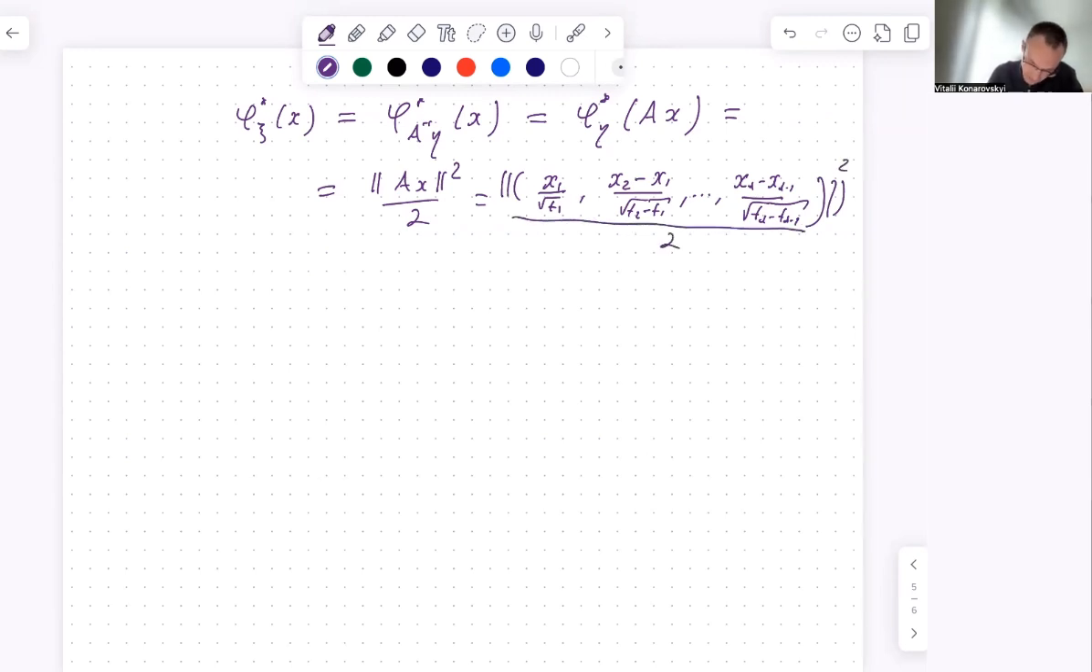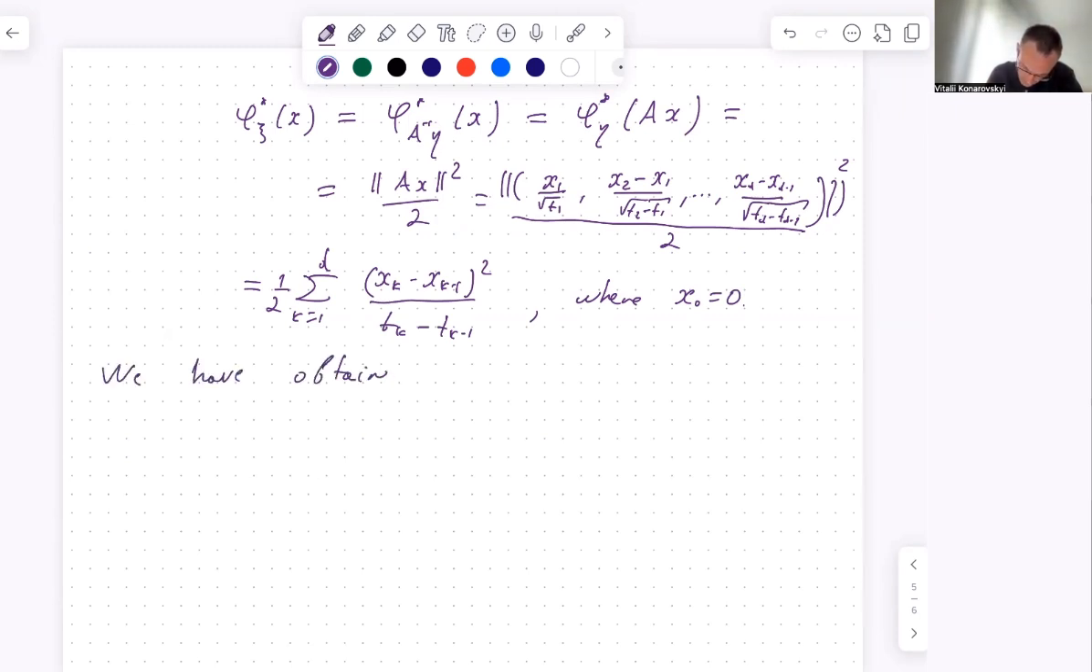You know that the Euclidean norm squared is the sum of the coordinates squared. So you will have the sum over k from 1 to d, with 1 over 2 also, and then you have (xk minus x(k-1)) squared divided by tk minus t(k-1), where for convenience we also took x0 equal to 0. So let's summarize what we obtained. We have obtained that 1 over square root n times (W of t1 and so on, W of td) has the same distribution as 1 over n Sn.